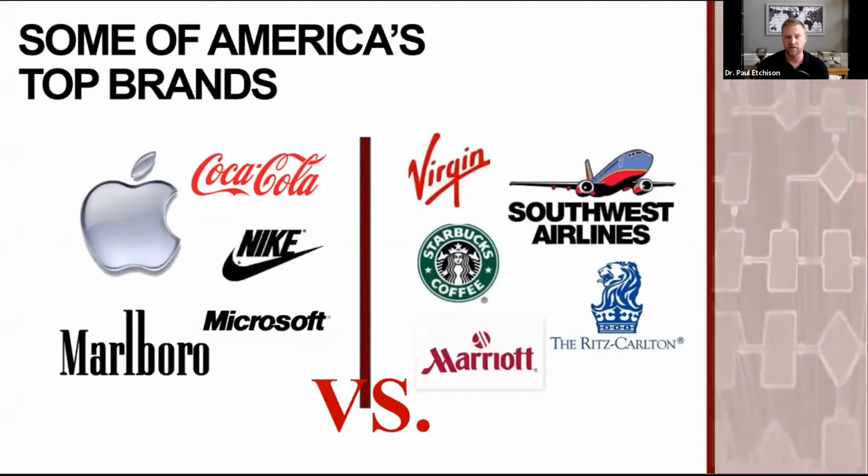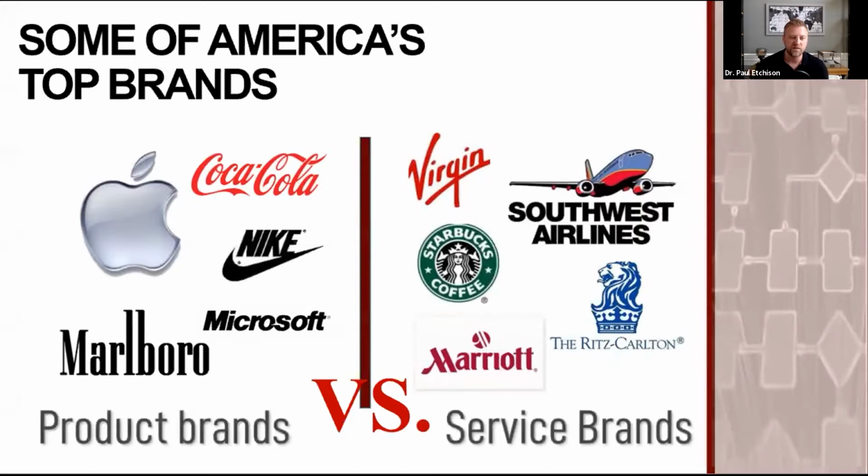Now, there's a big difference between two types of brands here. On the left side of your screen, you're seeing Coca-Cola, Nike, Microsoft. And on the right side, we've got the Ritz-Carlton, Starbucks, Marriott. There's a big difference in these two types of brands when it comes to consistency. The ones on the left are product brands, and the ones on the right are service brands.